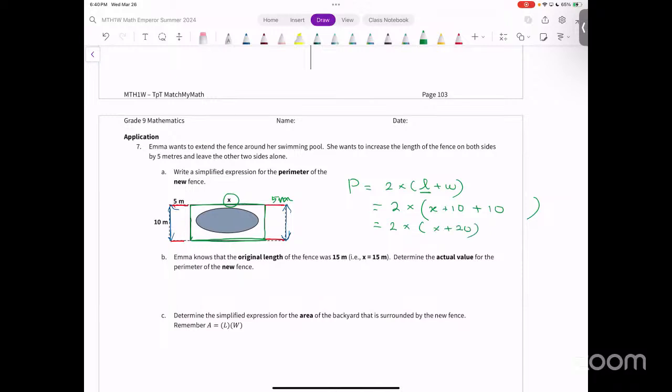Emma knows the original length of the fence was 15 meters. Determine the actual value of the perimeter. That's pretty straightforward. P is equal to 2 times 15 plus 20.